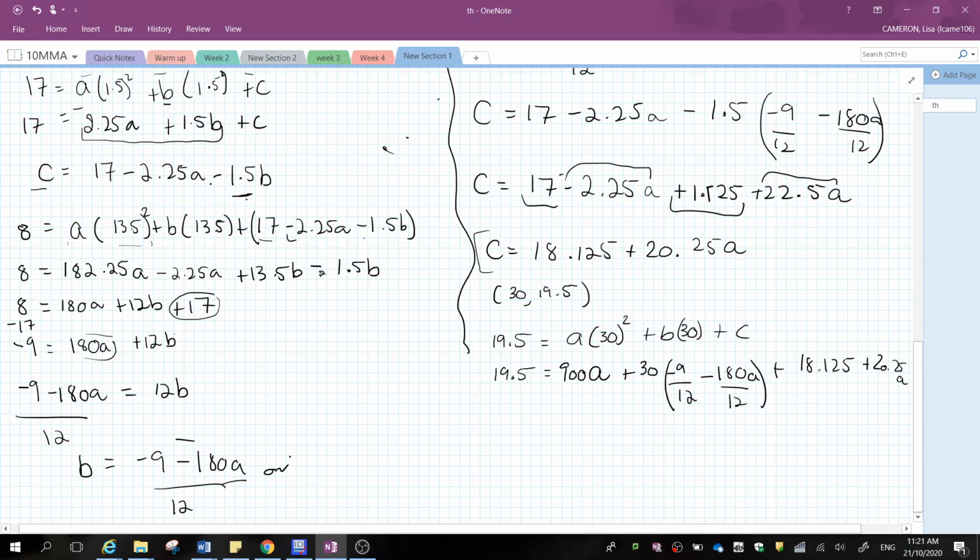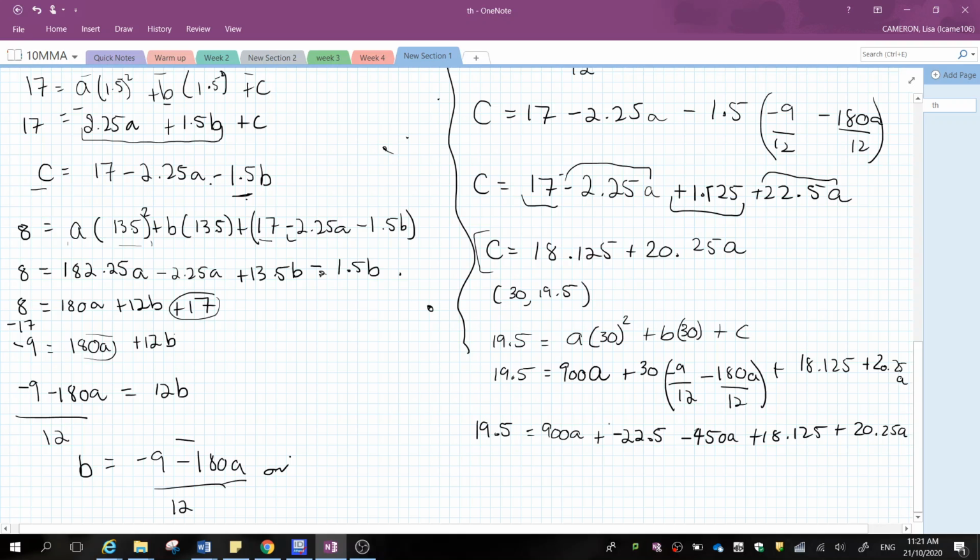So I'm going to expand the brackets and group my like terms. 19.5 equals 900a plus, now 30 times negative 9 is negative 270 divided by 12 is going to be negative 22.5, minus, now I'm going to do 30 times negative 180 divided by 12. So minus 450a plus 18.125 plus 20.25a.